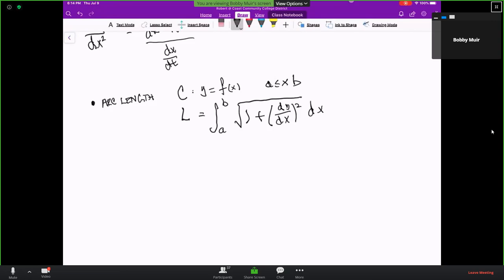Now, if we do a little sleight of hand here, and I go, okay, it's the integral from A to B of the square root of 1 plus, wait a minute, let me erase those bounds.